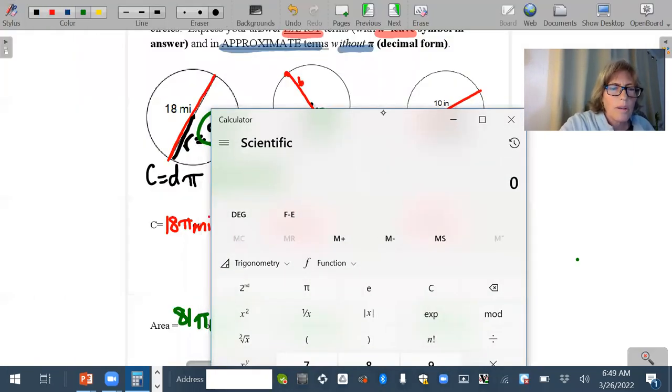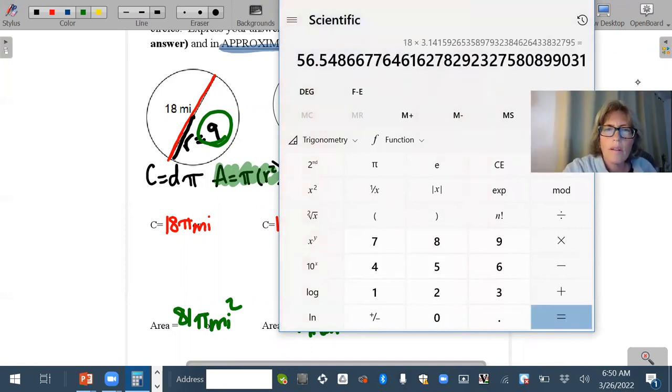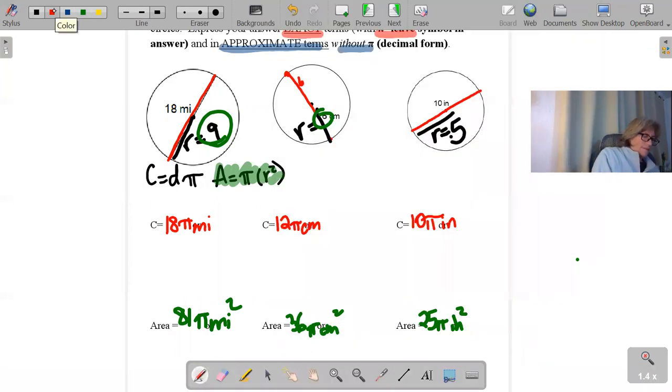So this first one, the circumference is 18 pi. I have a pi key right here, so I do 18 times pi. And I'm going to round it to the first decimal place, 56.5.